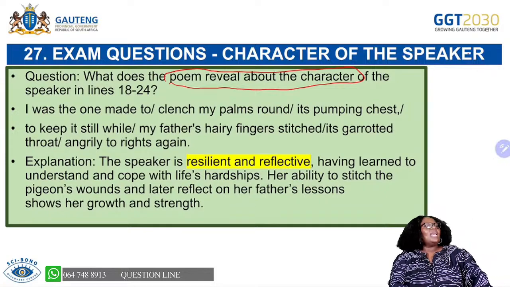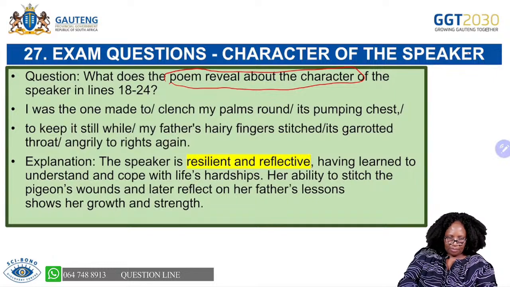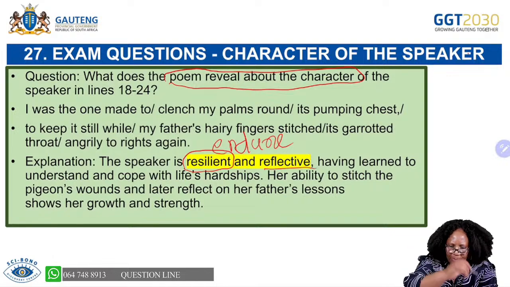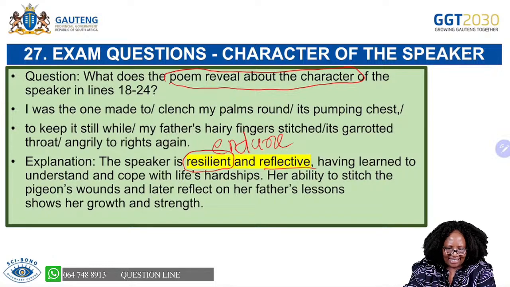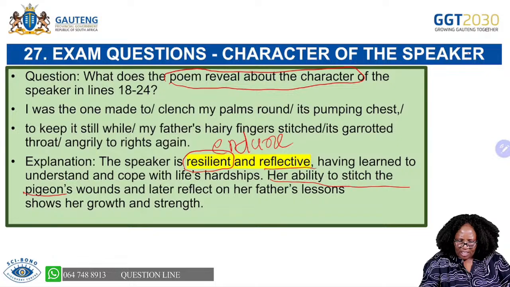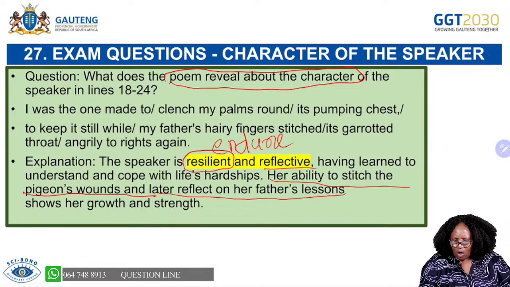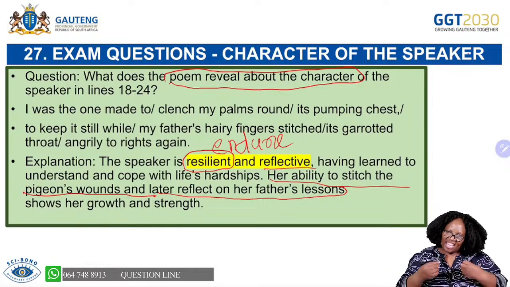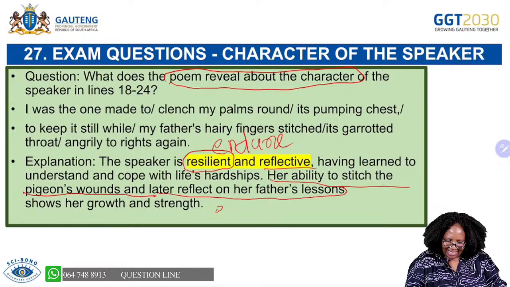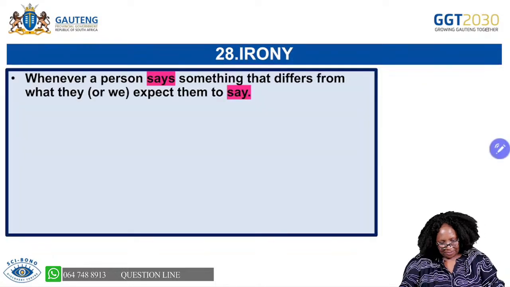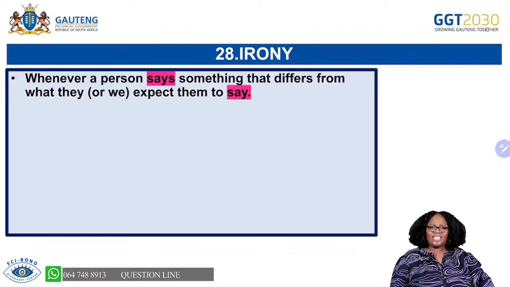Here, the explanation is the speaker is resilient. She is strong. She can endure the harshness and she reflects back. She looks back to having learned to understand and cope with life's hardships. Her ability to stitch the pigeon's wounds and later reflect on her father's lesson shows her growth and strength, her ability to take the pain, her ability to endure. That's what she's doing. Boys and girls, 12A, 12D.